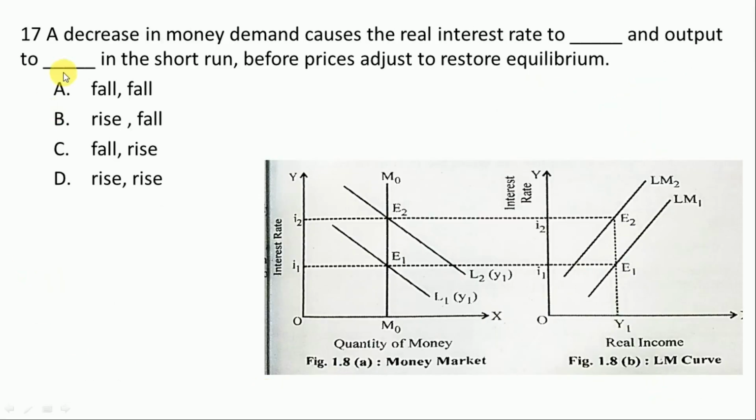The next question is about a decrease in money demand causing the real interest rate to dash dash and the output to dash dash in the short run before prices adjust to restore equilibrium. Now that also we'll understand with the help of a diagram. In the diagram you can see the demand for money curves L1 and L2, and corresponding to these are the rates of interest. This is the supply of money curve, that is M0.